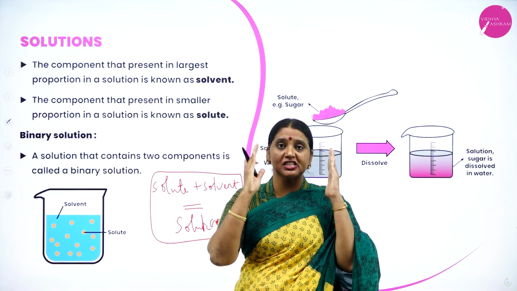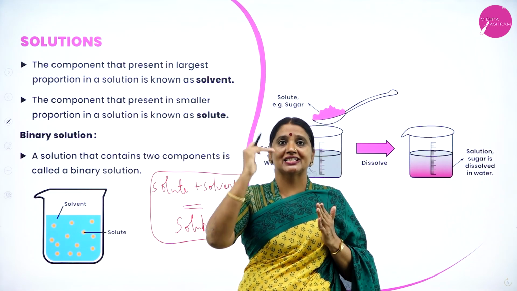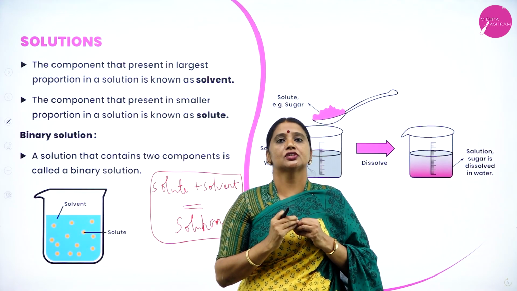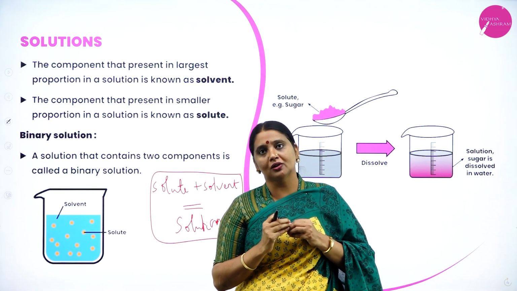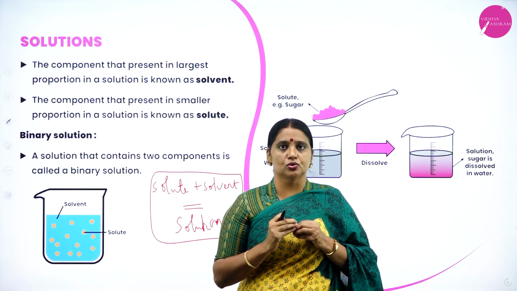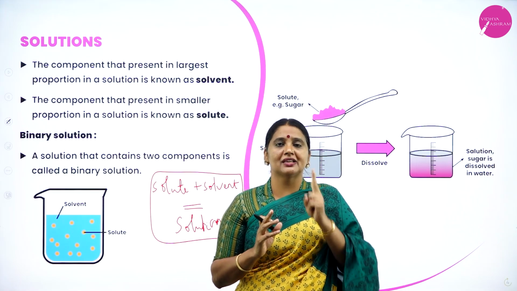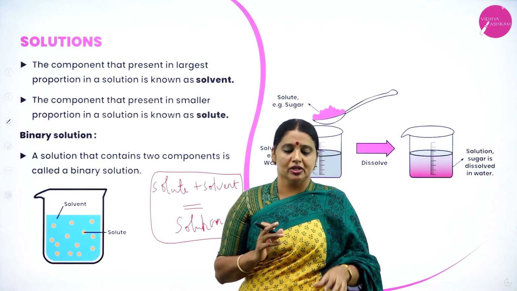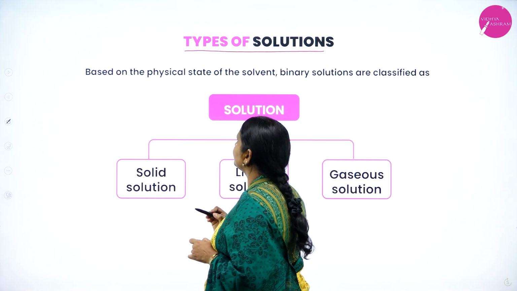The part present in larger quantity or proportion is called solvent. The part present in small amount is called solute. Therefore, my dear students, solute plus solvent is equal to solution. Fix that in your brain. A binary solution contains how many components? Two components: one is solute, another one is solvent.